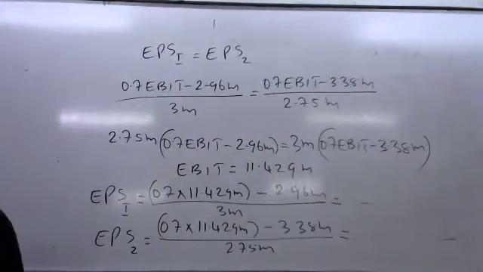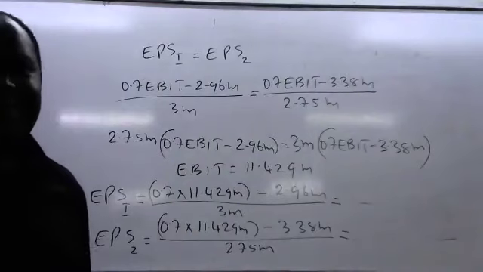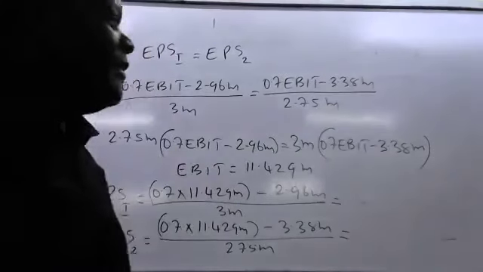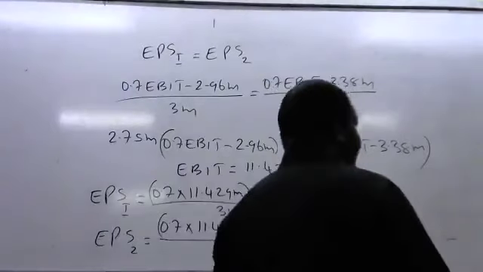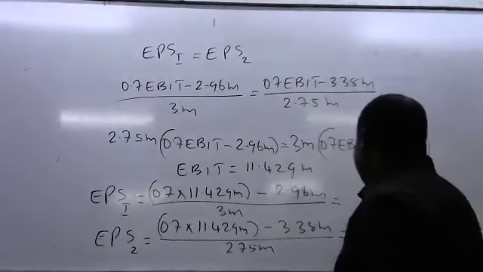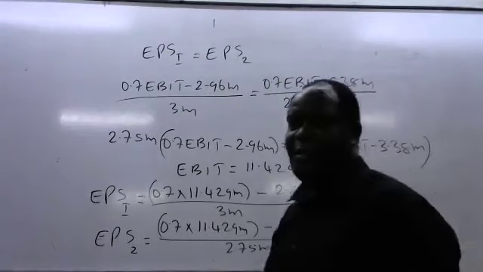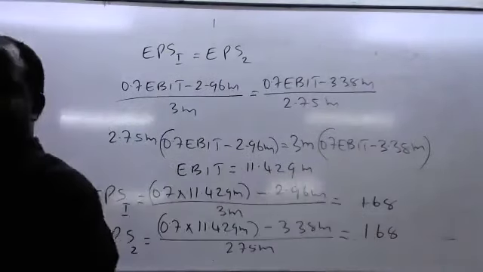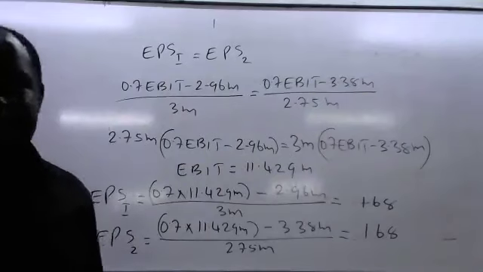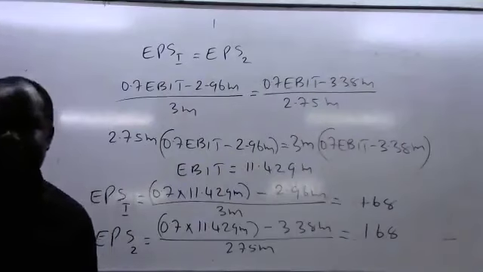How much per share do we get? 1.68. Yes, so all of them are the same. So that is now your Roman letter 2.